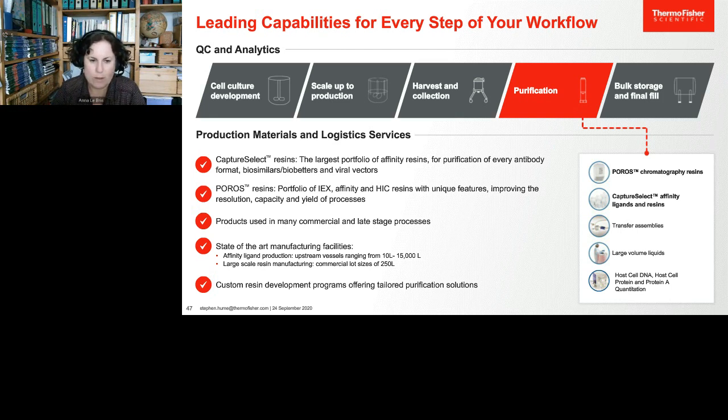These POROS resins comprise a portfolio of ion exchange, of course, HIC with very unique features, and lately the oligo dT. All of them are meant to be used in commercial processes and late-stage clinical processes, and they are already present in a lot of them around the world. We have a production of POROS of about 50,000 liters per year, with usually a commercial lot size of 250 liters. And for CaptureSelect, it's 15,000 liters.